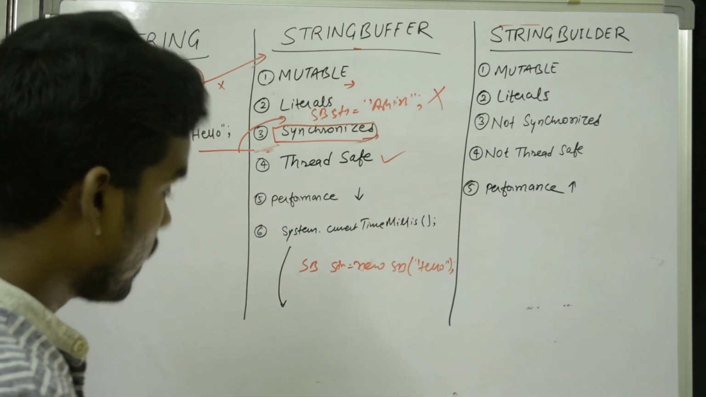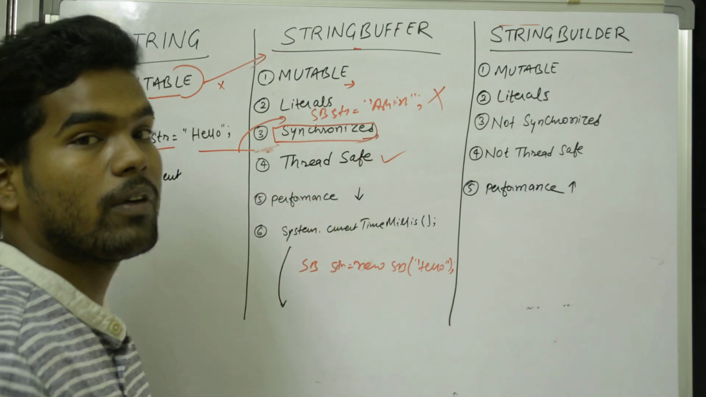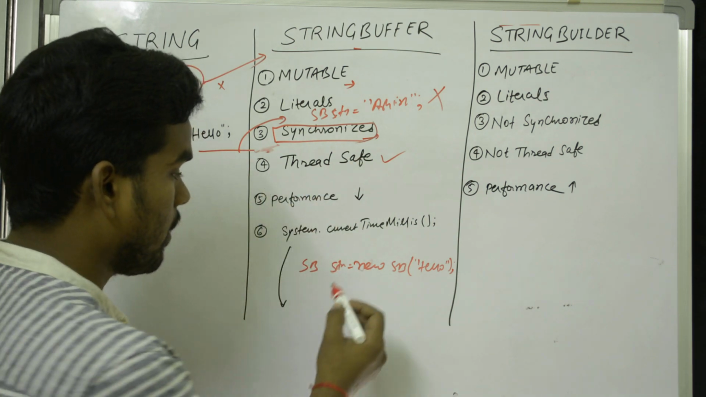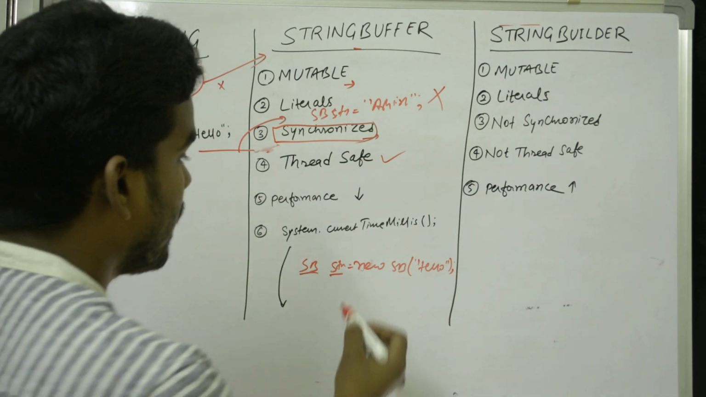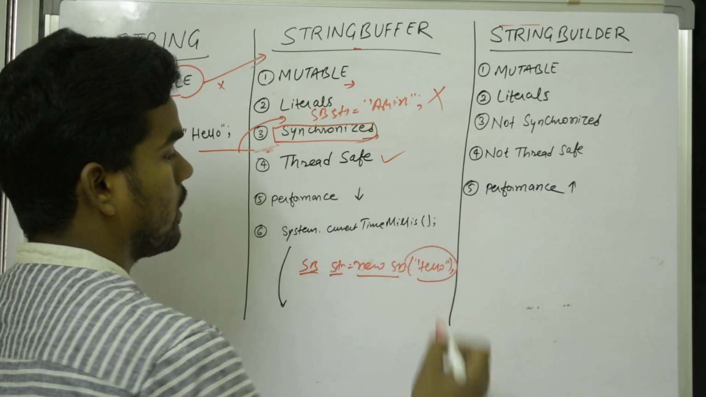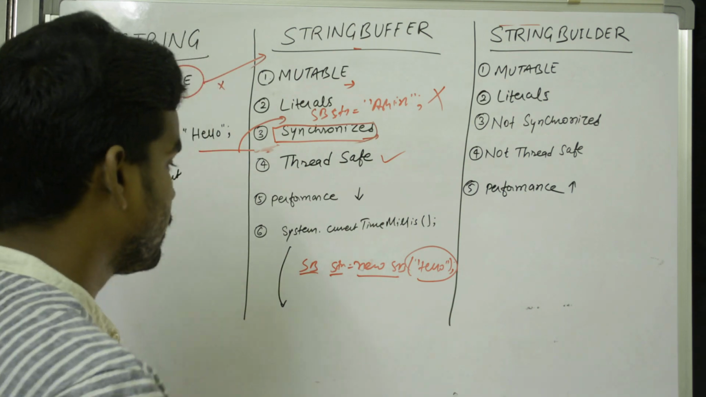Now this is all about the string buffer. How to create a string buffer? Simply using the new operator: StringBuffer, an object variable name, and using the new operator and this content. In this way we create the string buffer object.